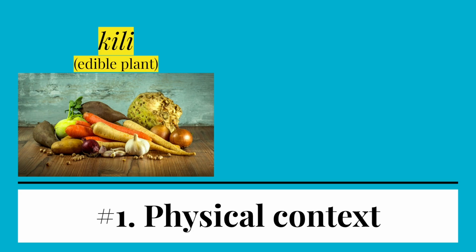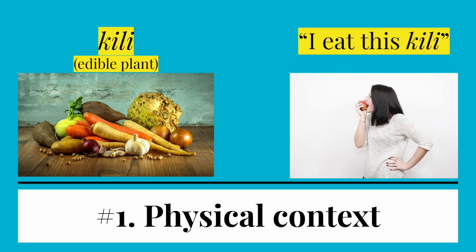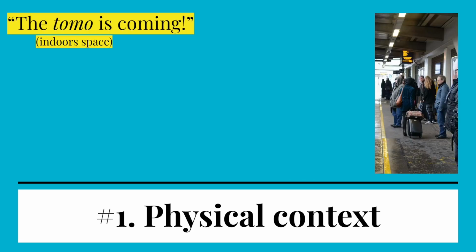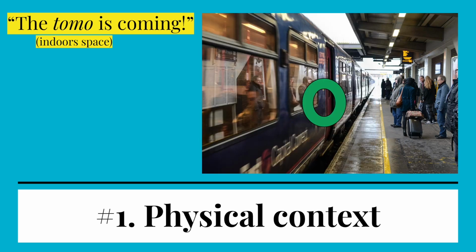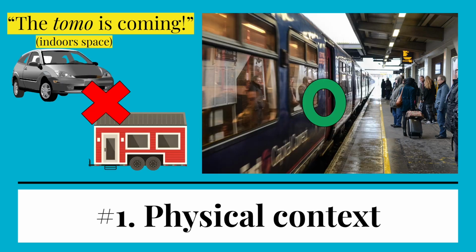The word kili can mean any fruit or vegetable, but if I have a fruit in my hand and say, "I'll eat this kili," we can understand that kili here means apple. We don't need to make a new word for every fruit, we can point to the physical context. Places and buildings are also physical context. For example, if we're at a train station and someone says the tomo is coming, everyone will get that tomo means train and not a car or tiny house.